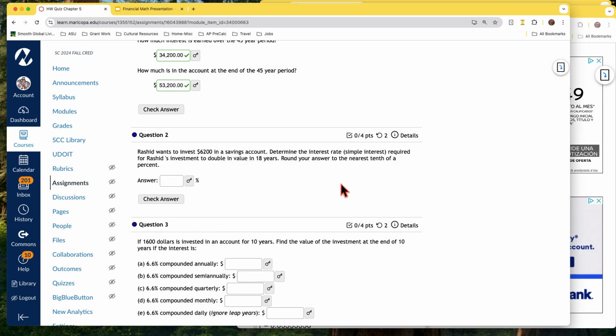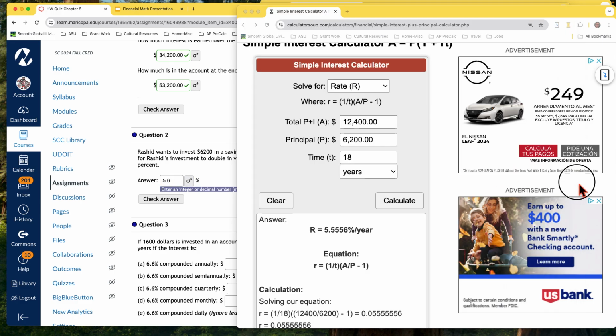See, what do they want? To the nearest tenth of a percent. So yeah, 5.6. And I have not found a downloadable app that does just simple interest. There might be one out there, and that's perfectly fine. If you find apps that you're more comfortable with, you're welcome to use them. Okay, but these are the ones I found.